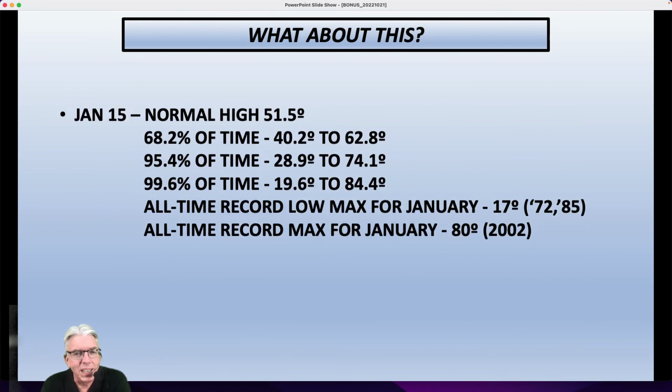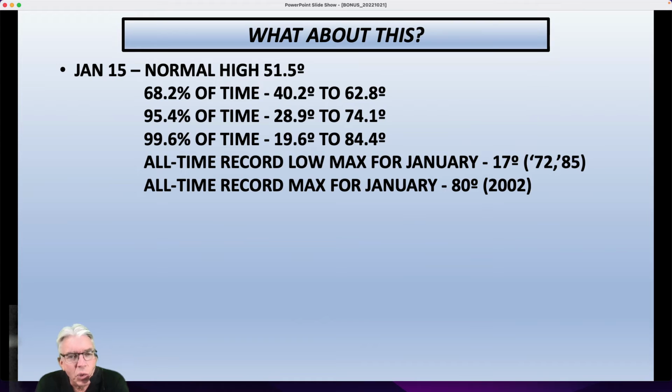So what about this idea? On January 15th, the normal high is 51.5. That would imply that 68.2% of the time, the high temperature you would expect to be between 40.2 and 62.8. Maybe that would be a good normal range, that anything in that range would be considered fairly common for this part of the country this time of year. Now, 95.4% of the time, it would go between 28.9 and 74.1, and 99.6% of the time, 19.6 to 84.4.